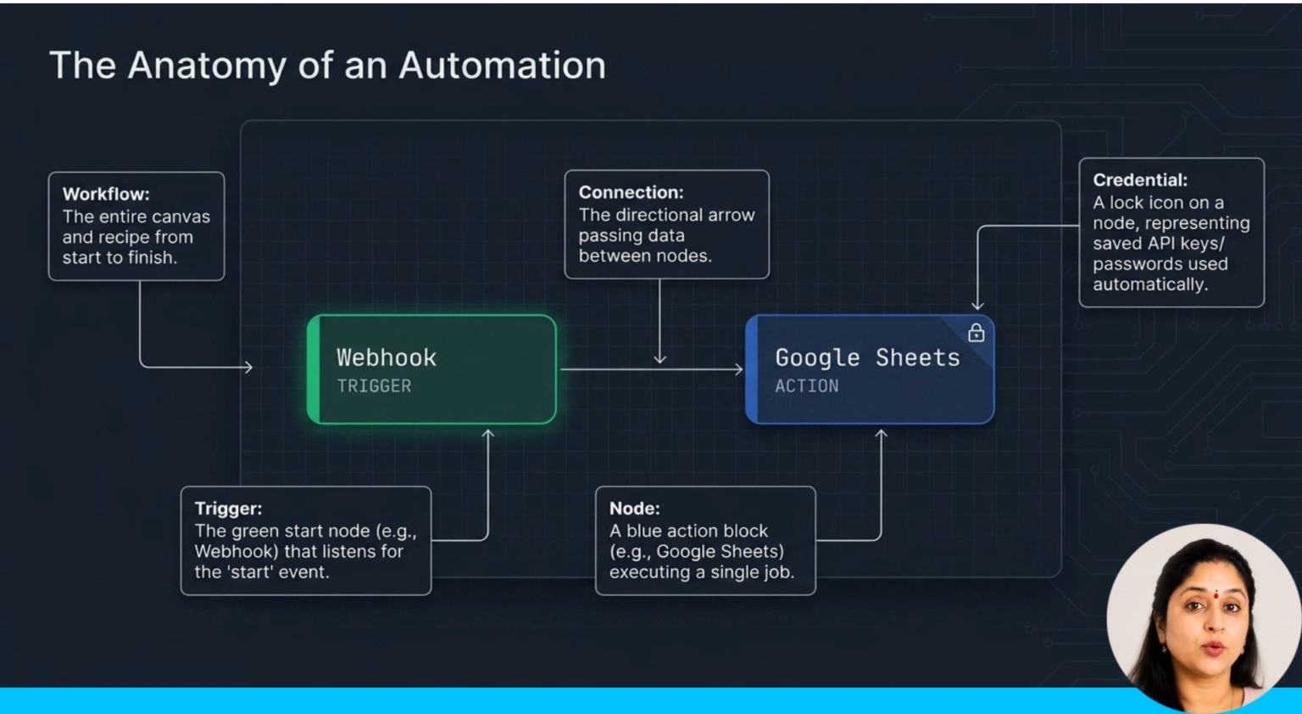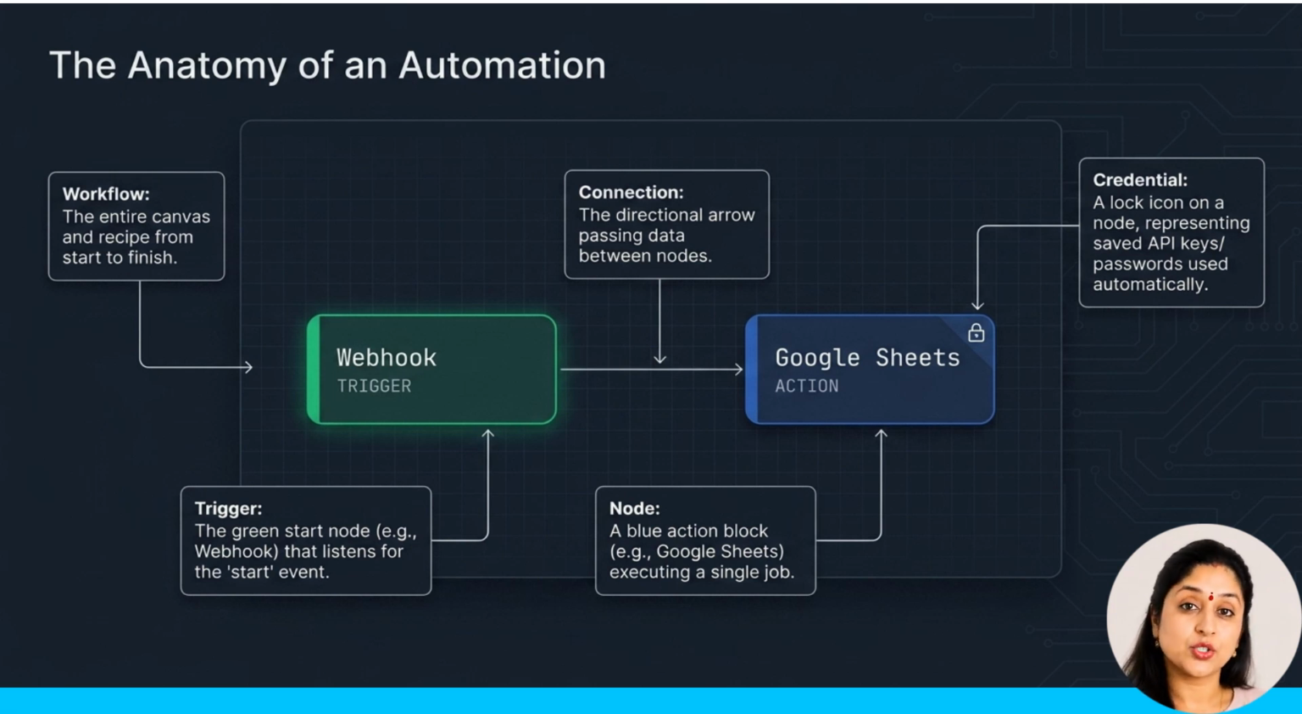Before we touch n8n, we need the vocabulary. 5 terms. These are the only 5 you need. A workflow is the entire recipe. Everything n8n will do from start to finish. A trigger is the green node, the on switch, the event that tells n8n to start. A node is a single step, one job, one action. A connection is the arrow between nodes. It carries data from one step to the next. A credential is your encrypted login, your API key, saved once, used automatically.